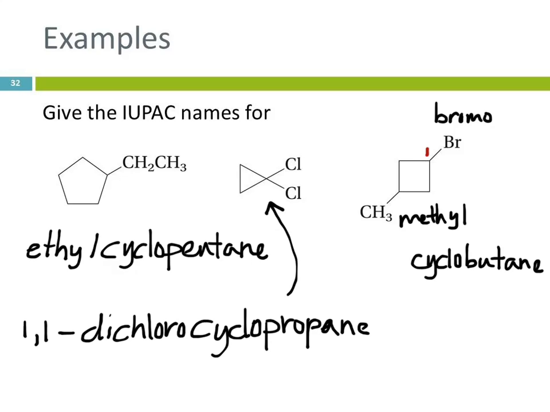Then the direction we number is going to depend on how we get the lowest for the other. So 1, 2, 3. If we number the other way, it still ends up being 3. So we're going to put bromo first because of the alphabet, not because it's number 1. 1-bromo-3-methyl. Squeezing in there.